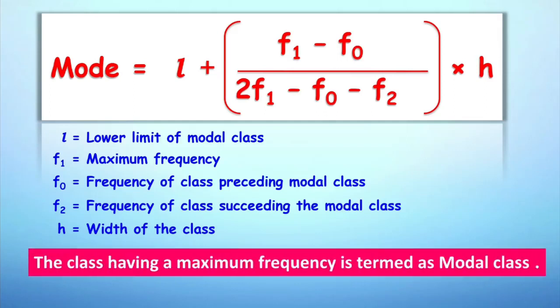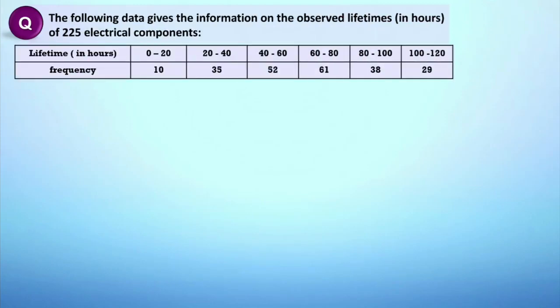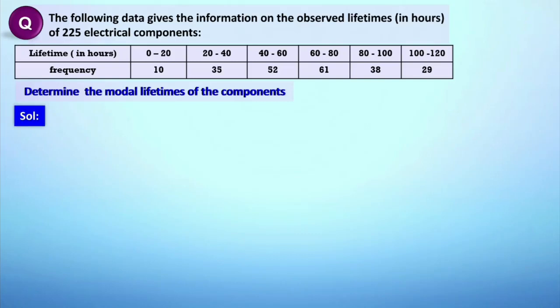Now to understand mode in a proper way, let's consider one sum. The sum states the following data gives the information on the observed lifetimes of 225 electrical components. The data are lifetime and frequency. Now from this we need to calculate the modal lifetime of the components. For that we will be using the formula that we have learned. But before that we need to prepare a table.